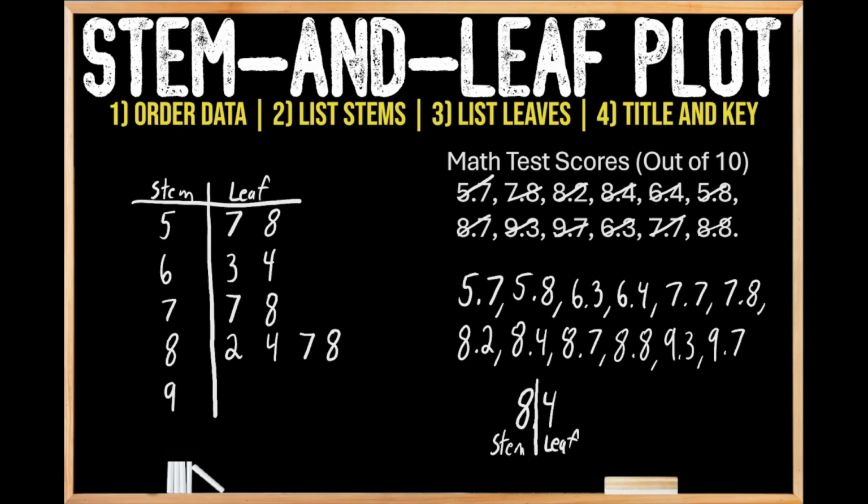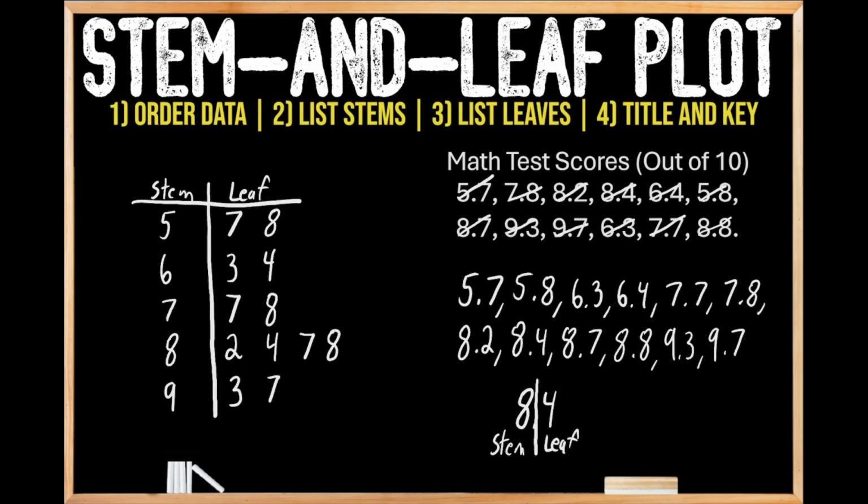And then we're going to move on to our stem of 9, where our first data point is 9 and 3/10. So we're going to have a leaf of 3. And then for our last data point here of 9 and 7/10, we're going to have a leaf of 7. So now that we've listed our leaves in order from least to greatest, we're ready to go ahead and move on to step number 4.